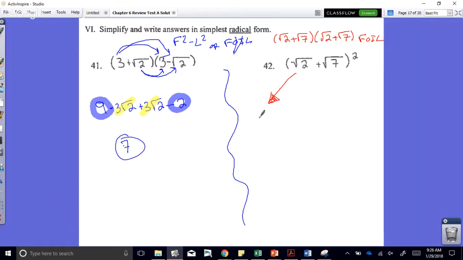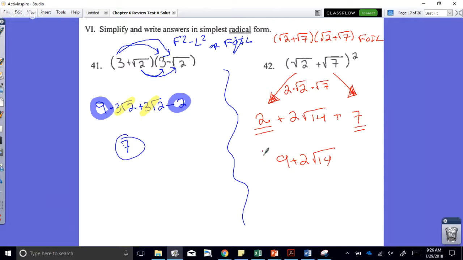So root 2 times root 2 is just 2. Root 7 squared, which is 7. For the middle term, you're going to take 2 times the 2, so times root 2 times root 7, which is a positive 2 square root of 14. And last thing we can do here is combine the 2 and the 7, so my final answer is 9 plus 2 times the square root of 14.